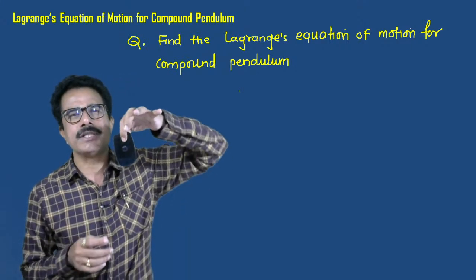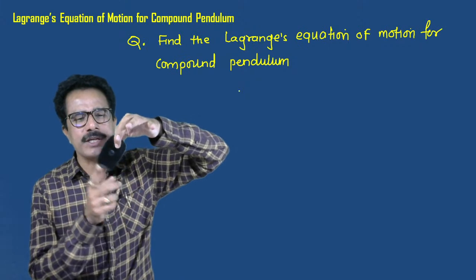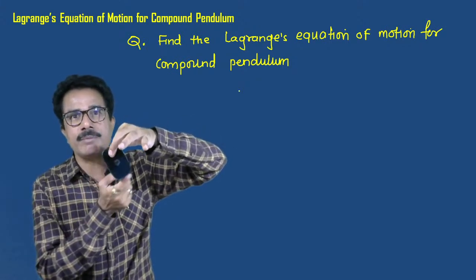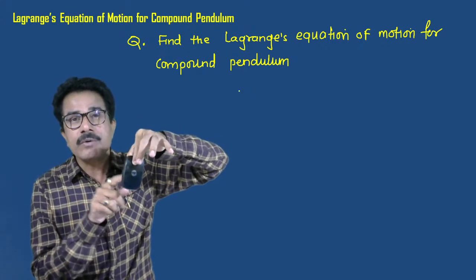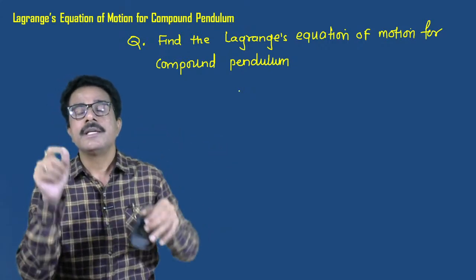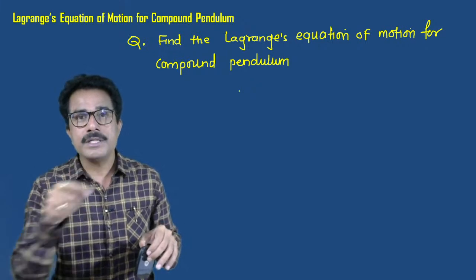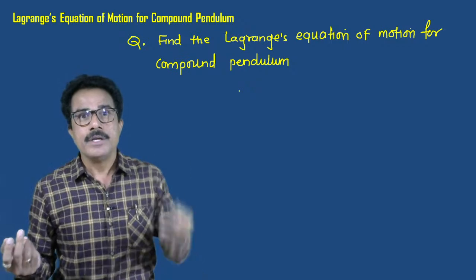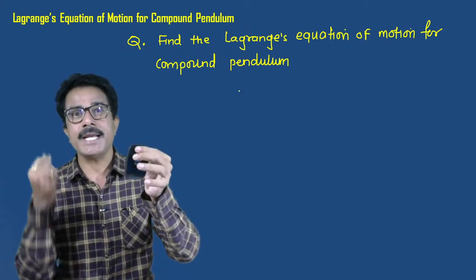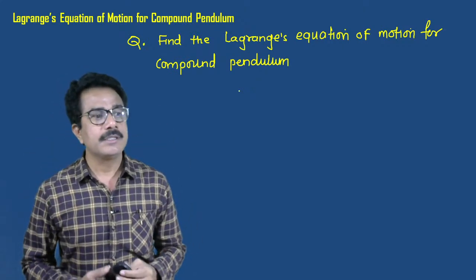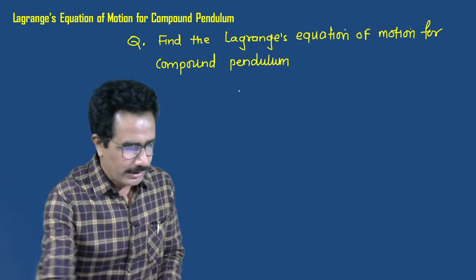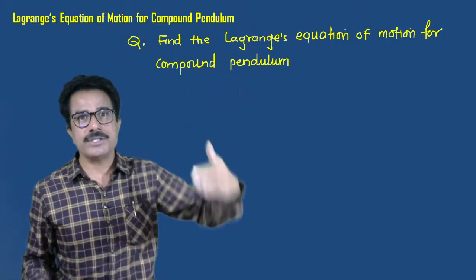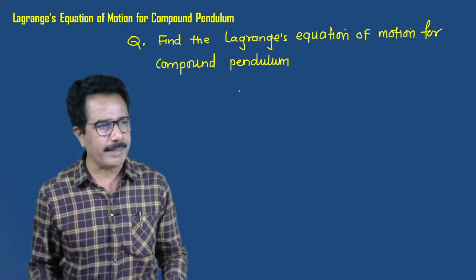See this, suppose this is a rigid body. If this rigid body oscillates, then each and every point goes on oscillating like a bob. So this type of mechanism is called the compound pendulum. Now we shall find the Lagrange's equation of motion for a compound pendulum.